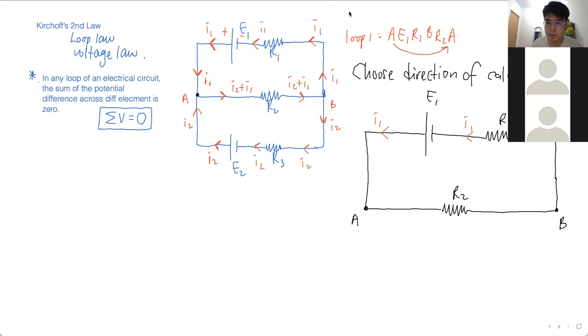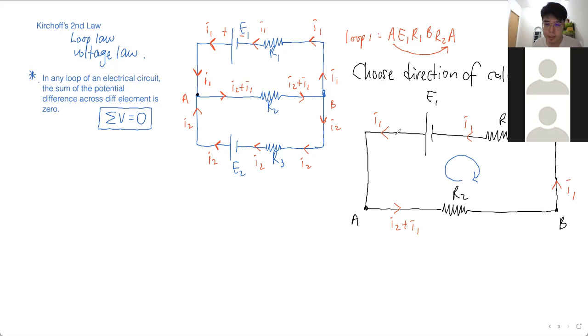This here is I2 plus I1, right? This here is I1. Okay, now we have to choose our direction of calculation. Do we go clockwise or anti-clockwise? Let's say we go clockwise. So we go clockwise.